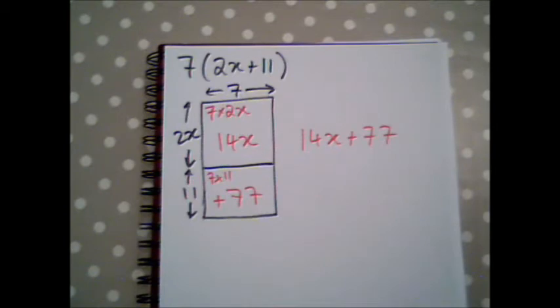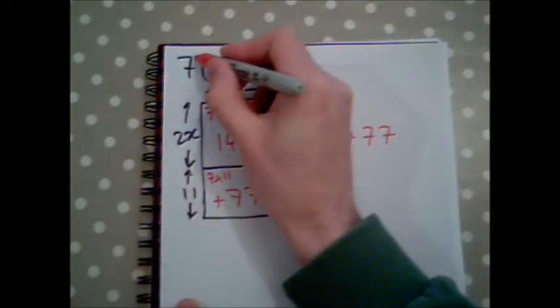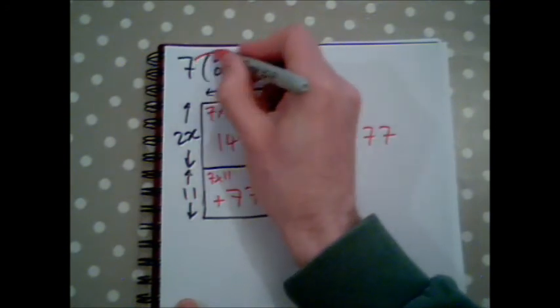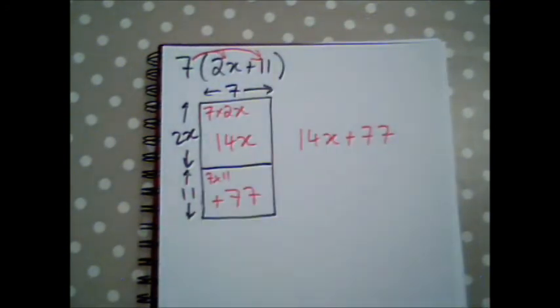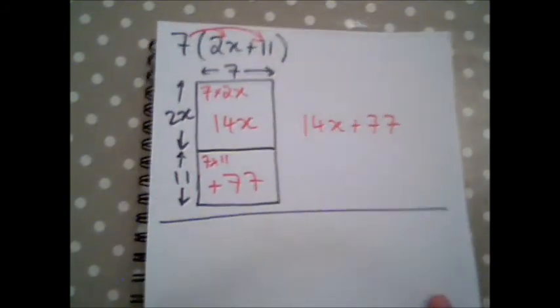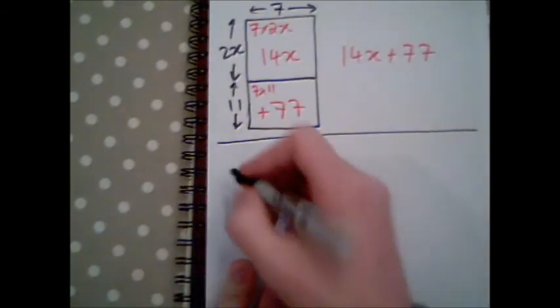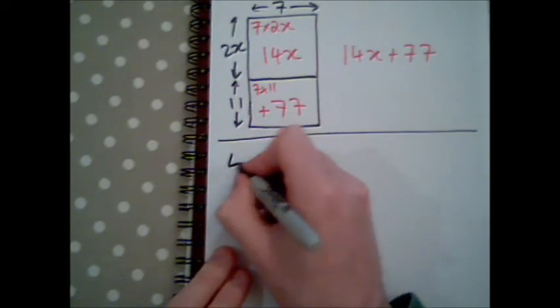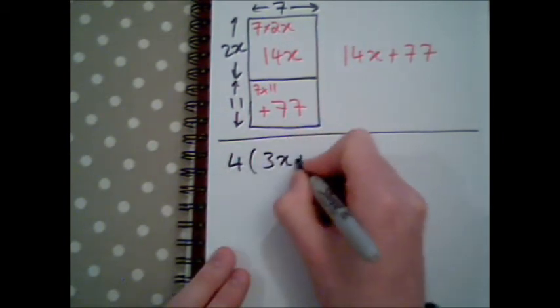Now again, if you look back to the question, you can see that what we did there was we multiplied the 7 by the 2x and we multiplied the 7 by the 11. Right? And we added the two answers. So you might take a guess then as to what would happen if I had, let's say, 4 into 3x plus 9.